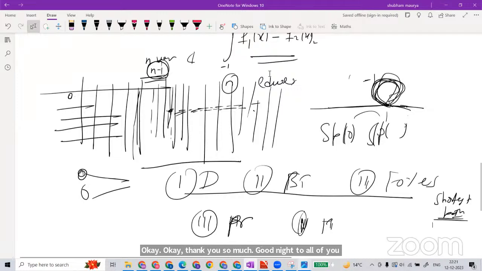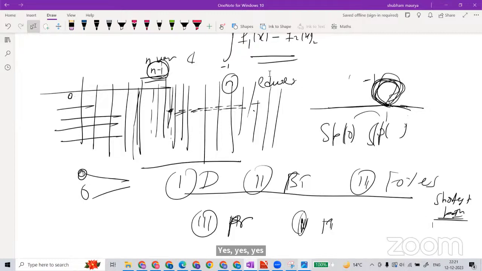Shubham sir, hello. Yes. Sir, I have a little doubt in transitive closure. Yeah, what is your doubt? Can you explain transitive closure in short?